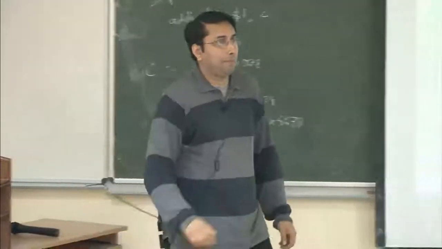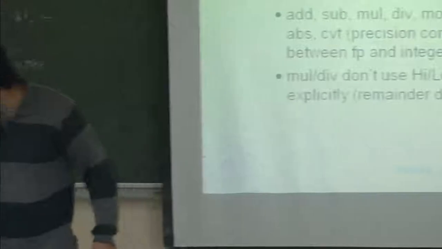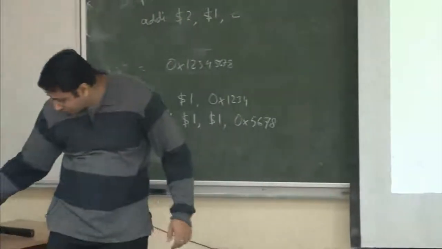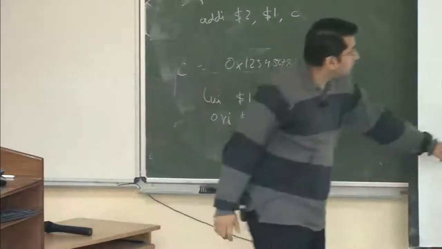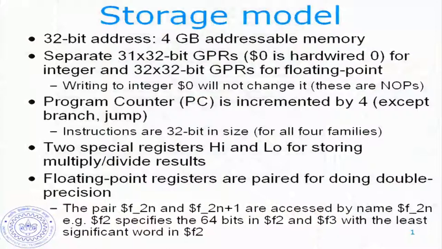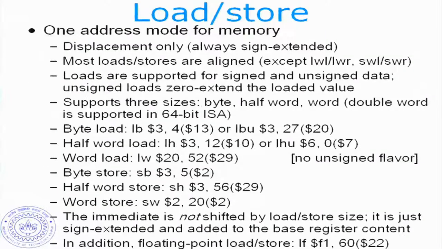So how do you address these floating point registers? So you have names, right? You can name floating point registers. So you have these floating point general purpose registers. You can name them. Okay, so that takes care of your integer arithmetic, integer logic, floating point arithmetic. Now we come to the memory side of it.